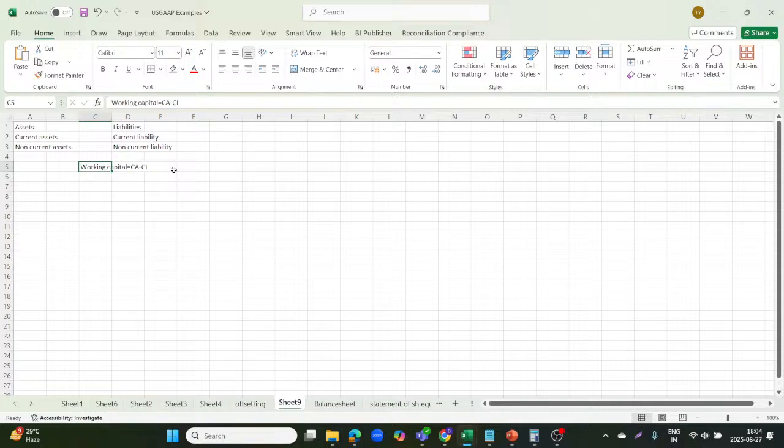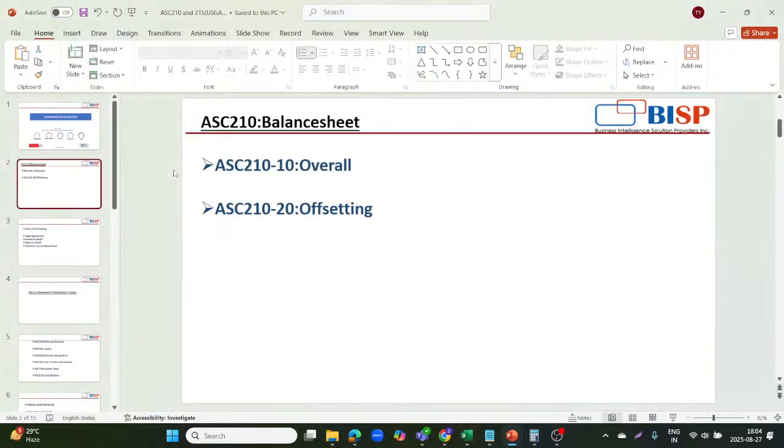Okay, then the second subtopic is Accounting Standard Codification 210-20, that is offsetting of assets and liabilities. This subtopic provides specific guidance on when assets and liabilities can be presented net against each other on the balance sheet. Now there are some conditions for offsetting. Now we'll discuss those conditions for reporting purposes in detail.